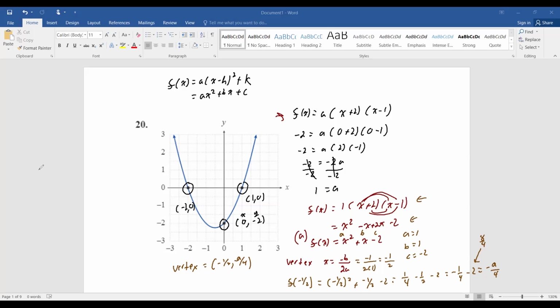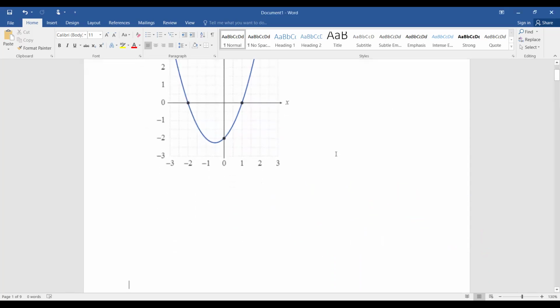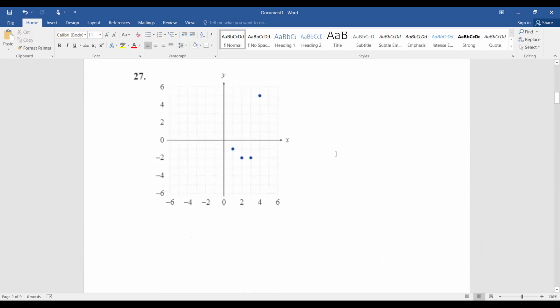All right, let's look at another problem. We're doing the same thing, just with different stuff. So let's look at 27. Number 27 says, given the points graphed in each of the following figures, use quadratic regression to find and graph each quadratic function of best fit.